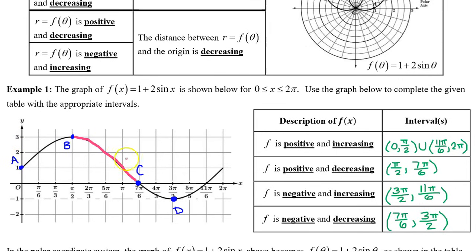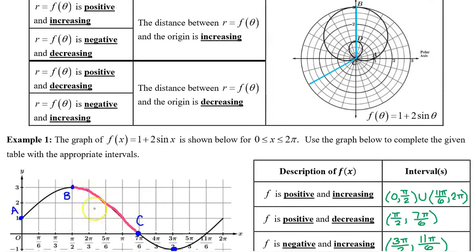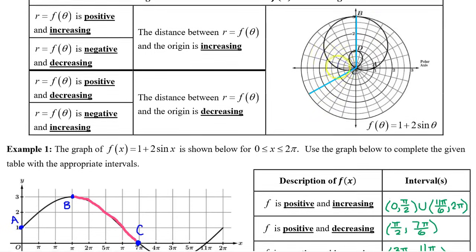On the interval from B to C, f is positive and decreasing. Notice that the value of r is getting closer to the pole. Let's compare this to the same interval on the polar graph, from pi over 2 to 7 pi over 6. That is from here to here on the polar graph, from B to C. And again, notice that the r value is getting closer and closer to the pole on this interval.